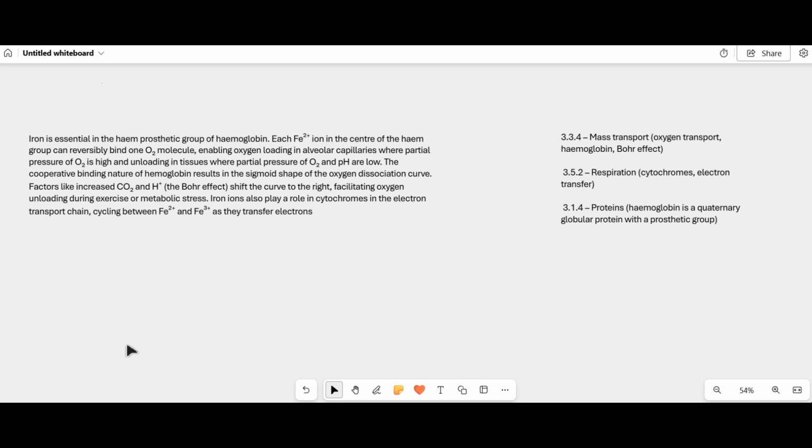Iron also plays a role in cytochromes in the electron transport chain, cycling between Fe2+ and Fe3+ as they transfer electrons. So what that means is that the cytochrome is a heme-containing group. The electron needs to move through the transport chain, and that's going to be through redox. So it's going to be Fe2+, then it's going to donate an electron, become Fe3+, and alternate. Alright, cool.